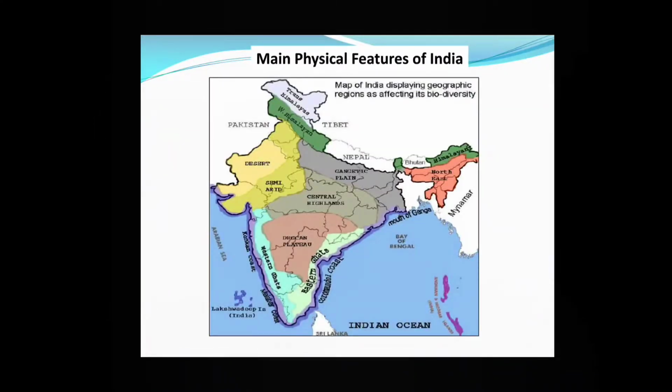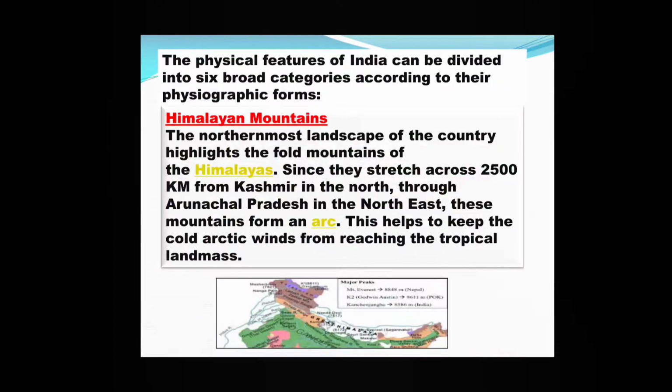Main features of India. Now in this map, after we complete the chapter, this map will be a useful one for you to see the physical divisions. The physical features of India can be divided into 6 broad categories according to their physiographic forms. First we have the northern mountains or the Himalayan mountains.